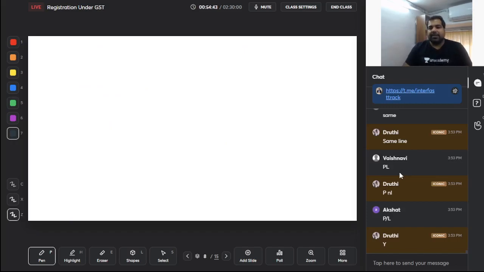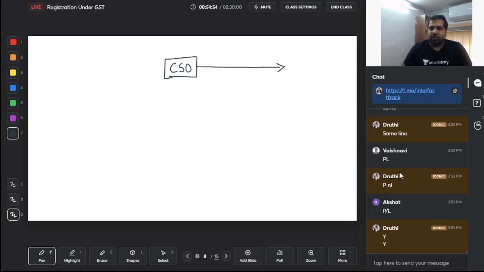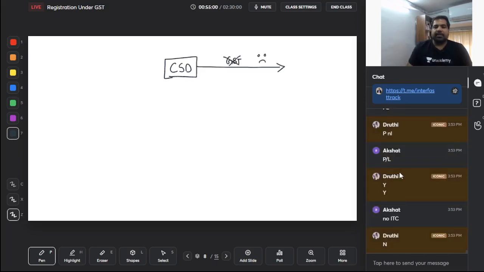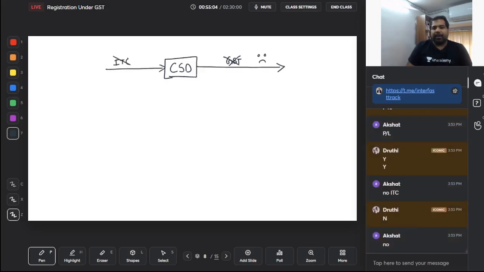Next, guys, this is Metro Shoes, or this is a shoe company, which is a composition scheme dealer. Guys, do you remember the shoe company? When they were selling shoes, were they charging any GST in the composition scheme? No. So was the government unhappy? Yes. So will they get any ITC? No, their entire ITC is blocked.